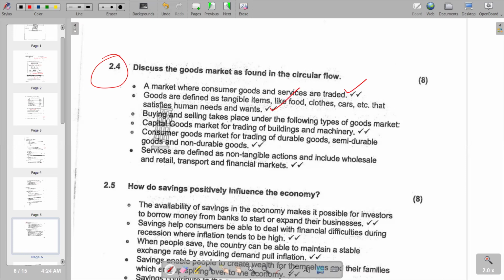And the next point, buying and selling takes place under the following types of goods market. We have got capital goods market for trading of buildings and machinery. And then we also have consumer goods market for trading of durable goods, semi-durable goods and non-durable goods. Then our last point, services are defined as non-tangible actions and include wholesale and retail and transport and also financial markets. So basically, this is what we have in discussion of the goods market.